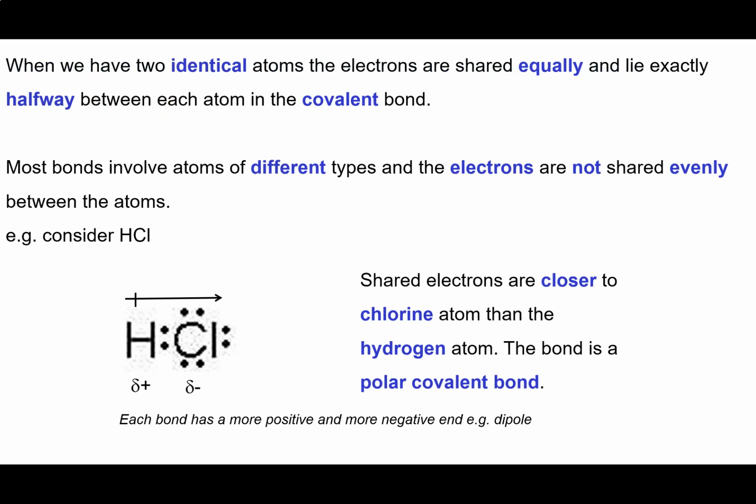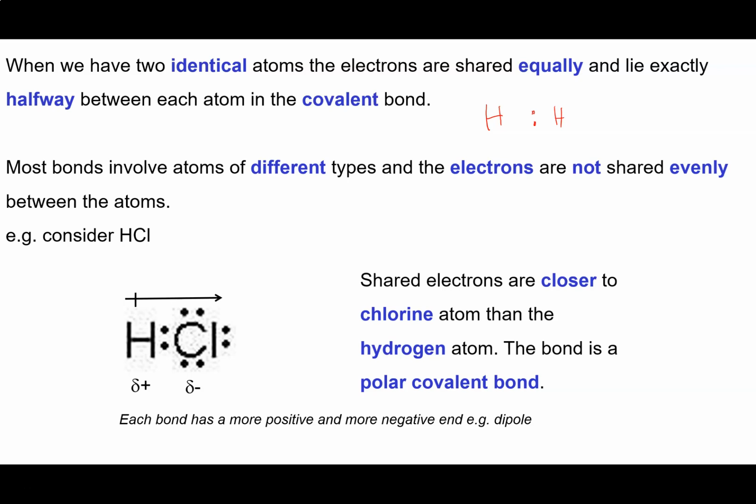So when we have two identical atoms that are nonmetals, that come together and share electrons, the electrons are going to be shared exactly halfway between each atom in the covalent bond. So when those two hydrogen atoms come together and share a pair of electrons, the electrons don't lie closer to one atom or the other, they sit exactly halfway between the two atoms. However, most covalent bonds involve different types of atoms that have different tendencies to pull electrons towards themselves, and as a result, most of the time electrons are not shared equally in covalent bonds.